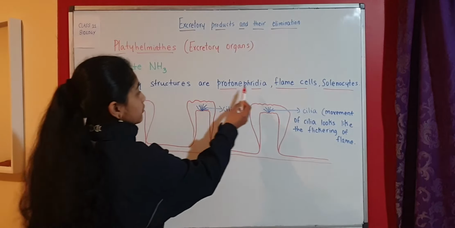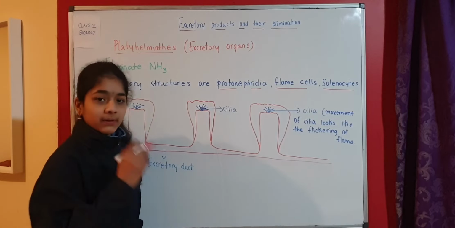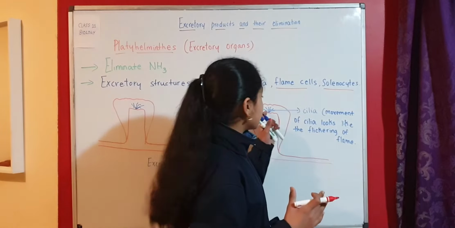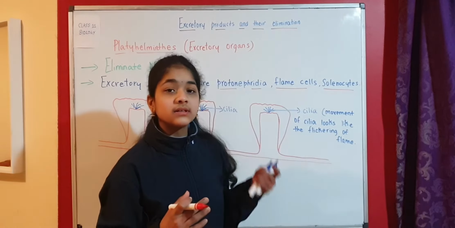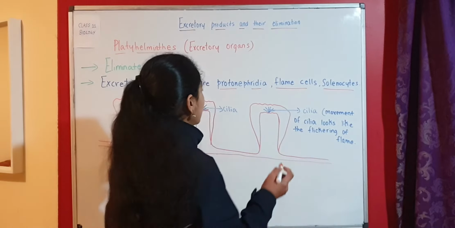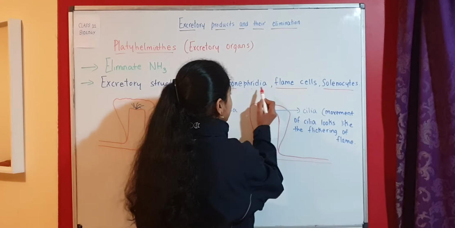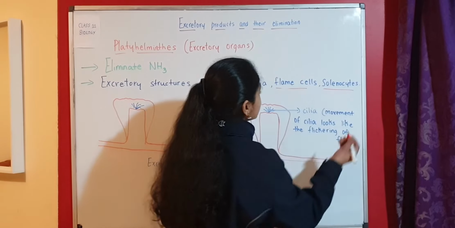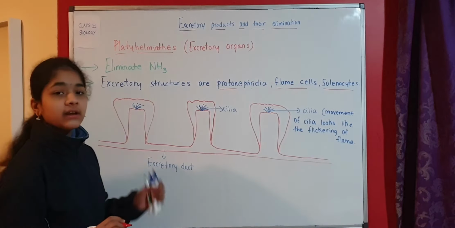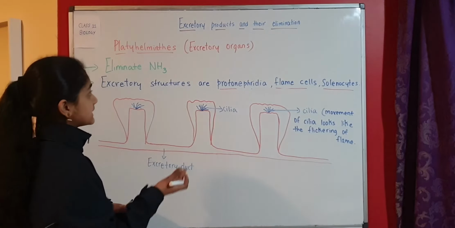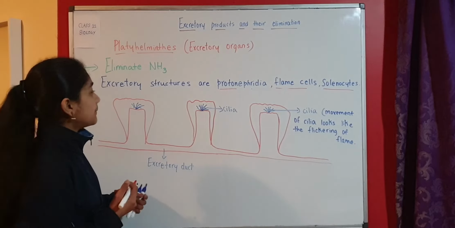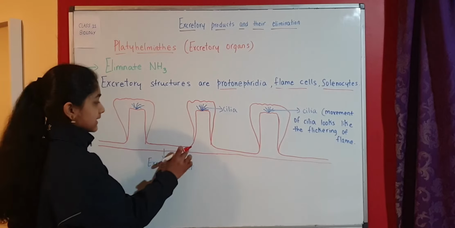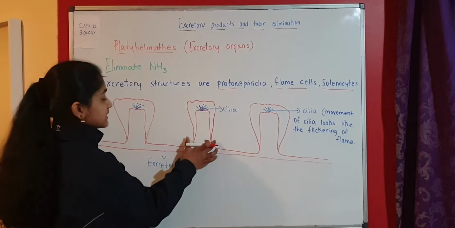Protonephridia means primitive types of nephridia, and nephridia are present in annelids. Annelids means earthworms, leeches, etc. We have understood why they are called flame cells, and they are also called solenocytes. These are the three terms given for the excretory organs present in platyhelminthes. I hope you understood this. This is the excretory duct, and these are the cells.